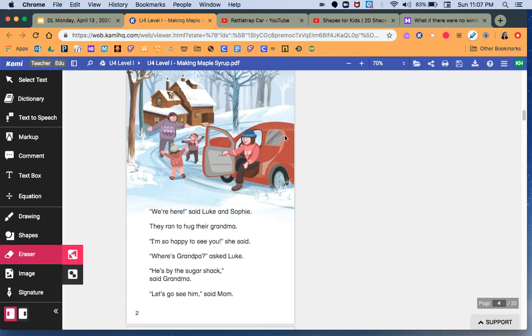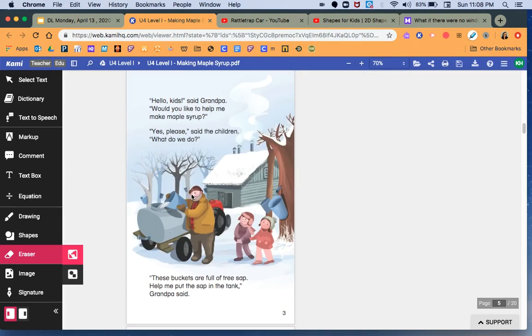So right now I'm looking at the setting of the story. Where do you think the setting is? Tell the computer. I see that it's in a wooded area, probably not a city because I don't see a lot of big buildings, probably in the country somewhere. Oh, look at this machine on the tractor.